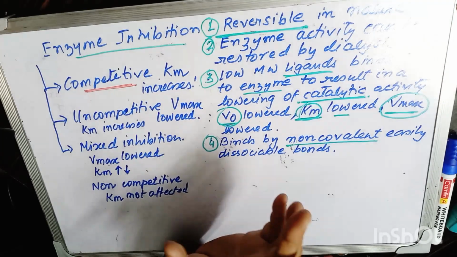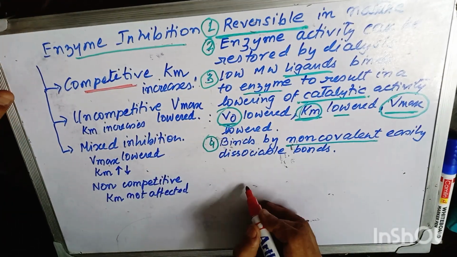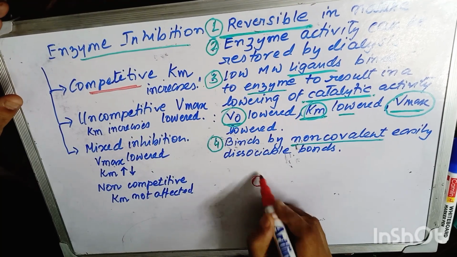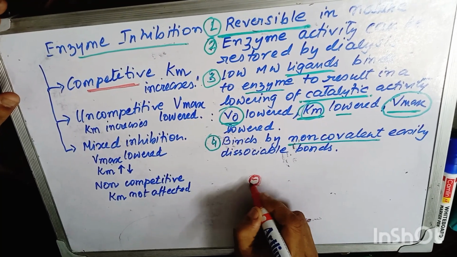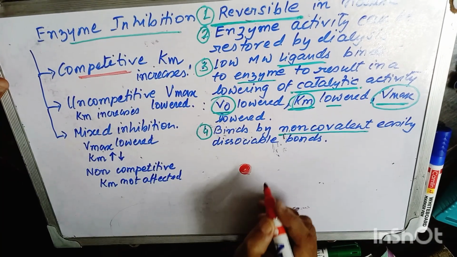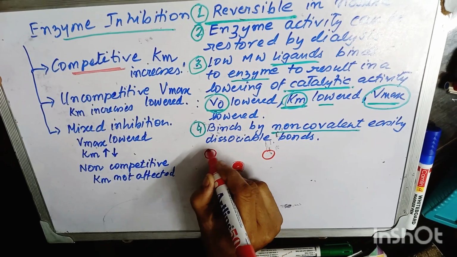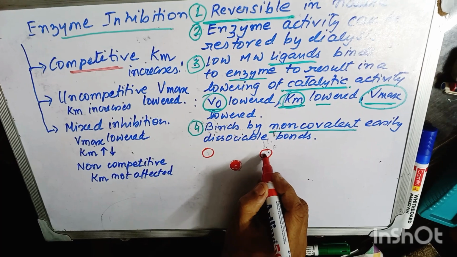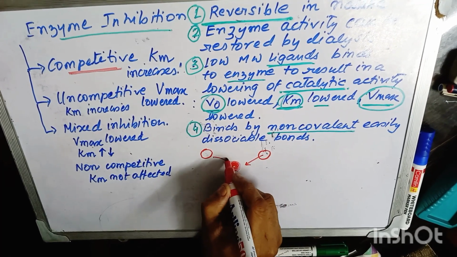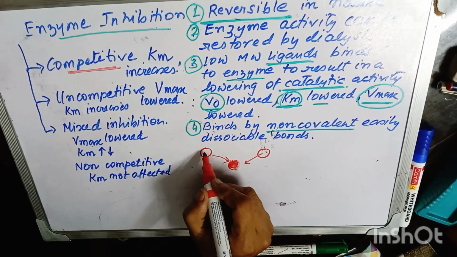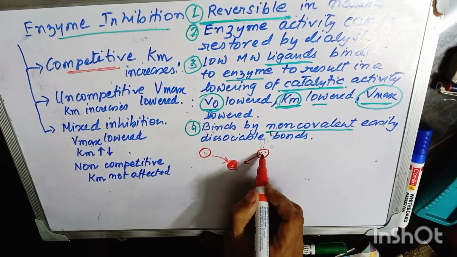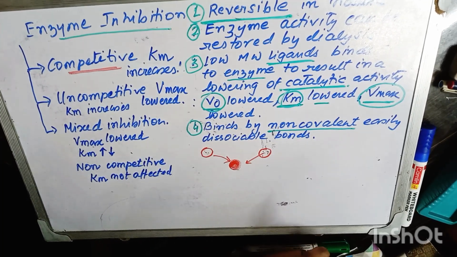Something like this, there is a single pocket. Suppose there is a single pocket in an enzyme molecule and it is called the active site. The enzyme does all its action in this pocket. Now there are two balls here. These two balls can go onto this pocket, onto this active site. But they are very similar in nature, so they both can bind to the active site.